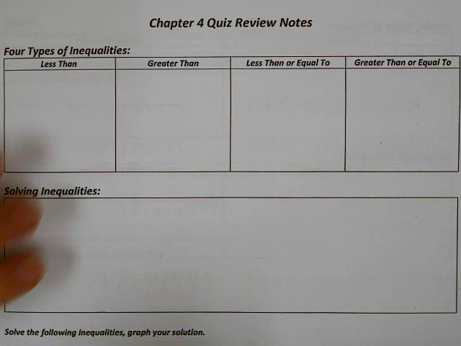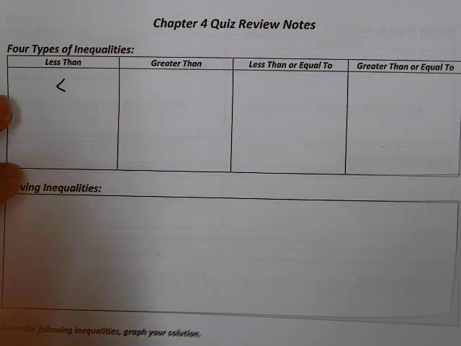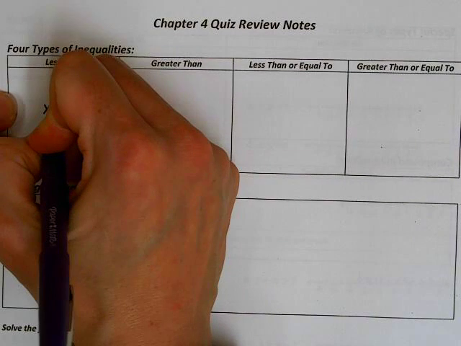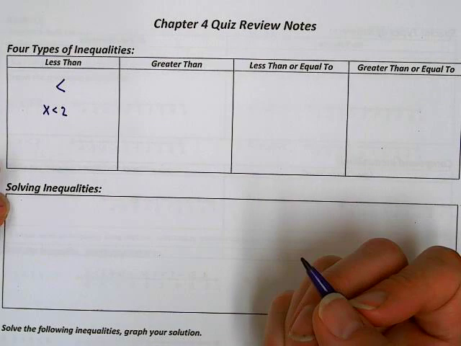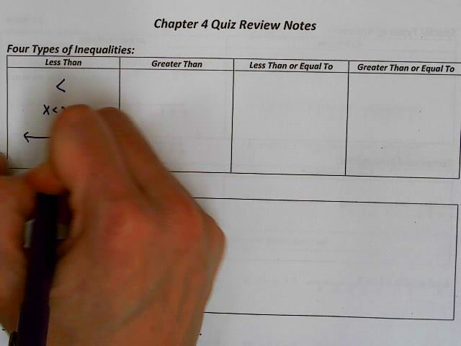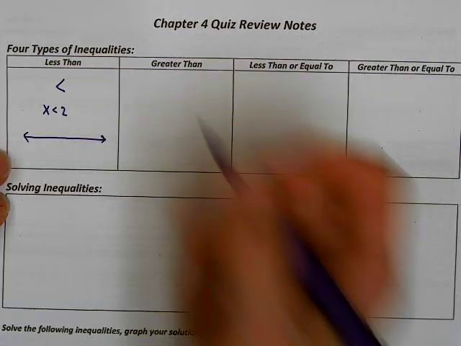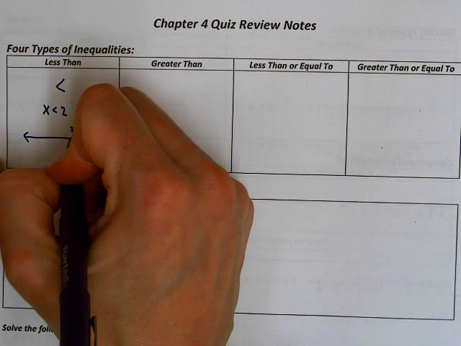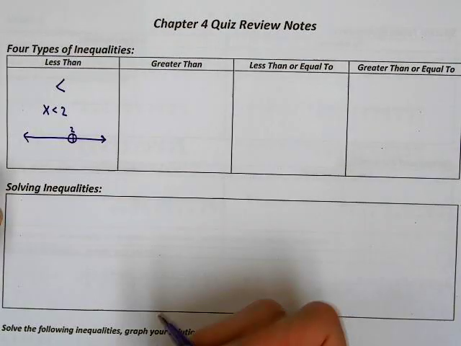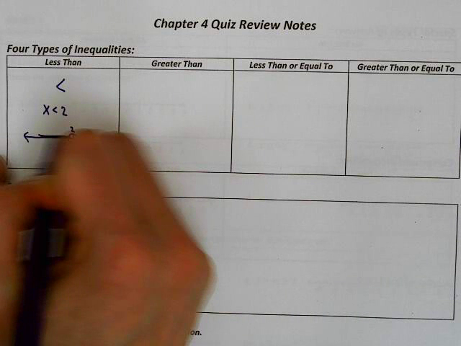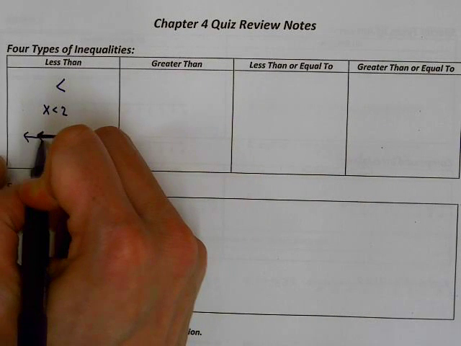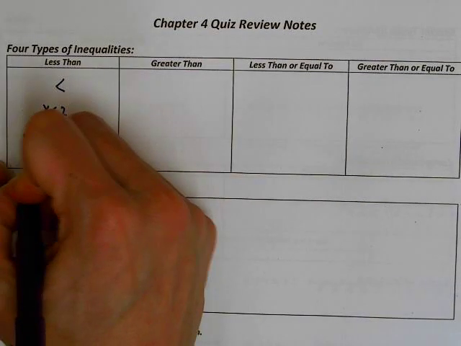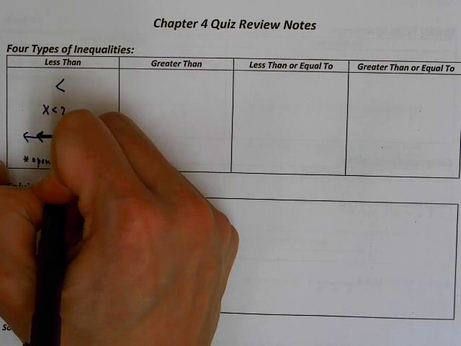So less thans we know look like this. An example would be x is less than 2. And the big thing to remember here is that when we're graphing these inequalities, we use an open circle and we'll shade to the left. So I'm going to make a note here. This is our open circle.